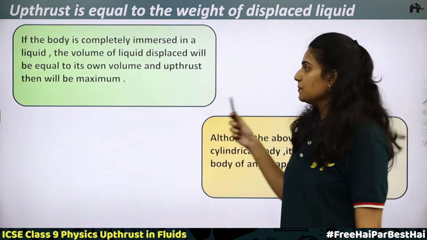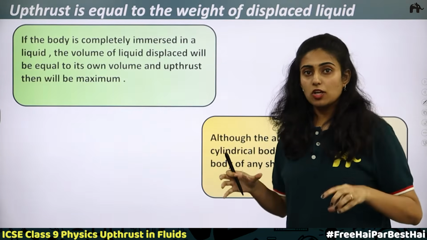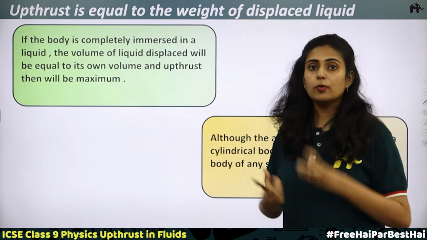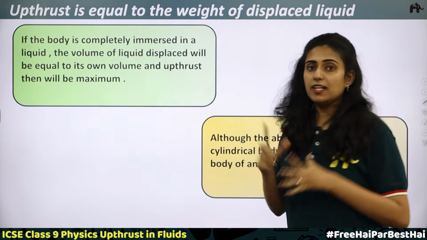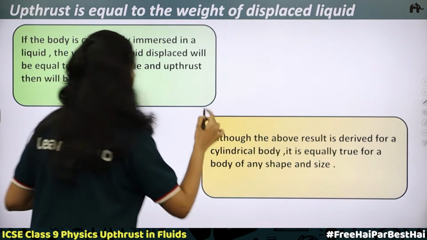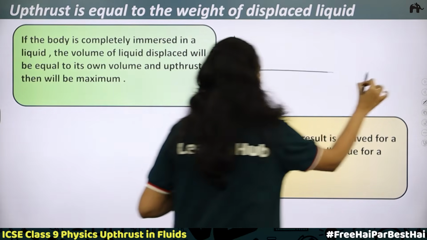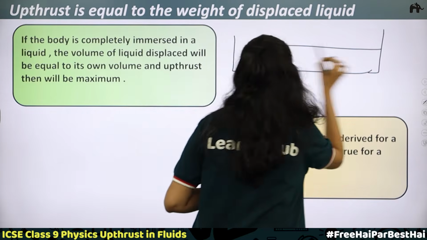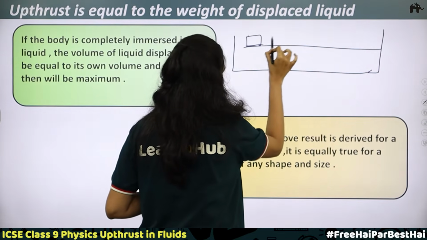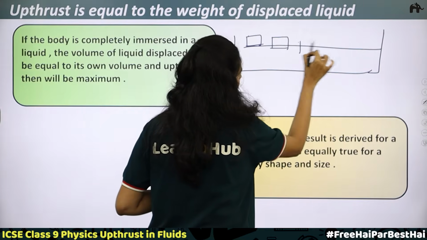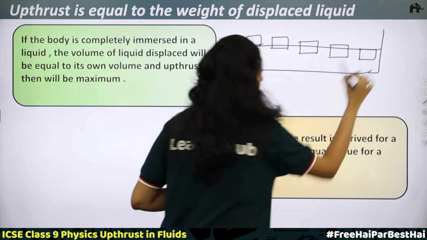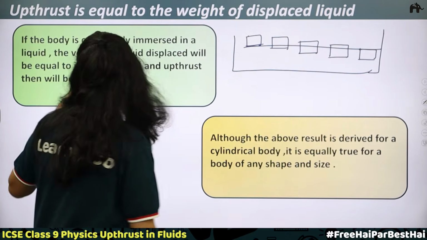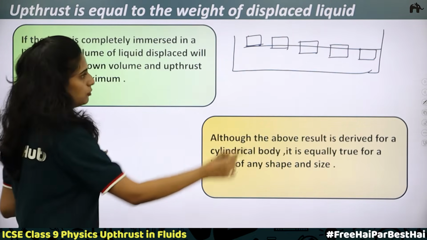Note this point. We have understood that the upthrust on an object when a body is submerged is equal to the weight of the liquid that is being displaced, if the body is completely immersed. So here the body can be in this way, or like this, or like this, or like this. All these cases. So, if the body is completely immersed in a fluid, that is this case.